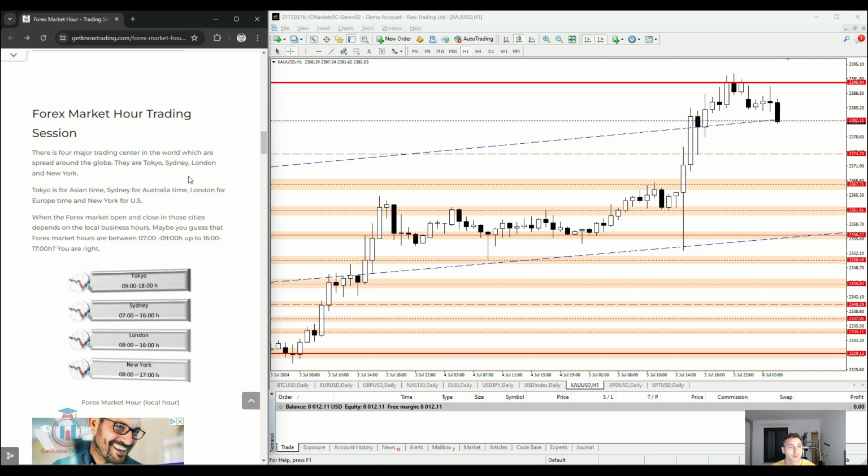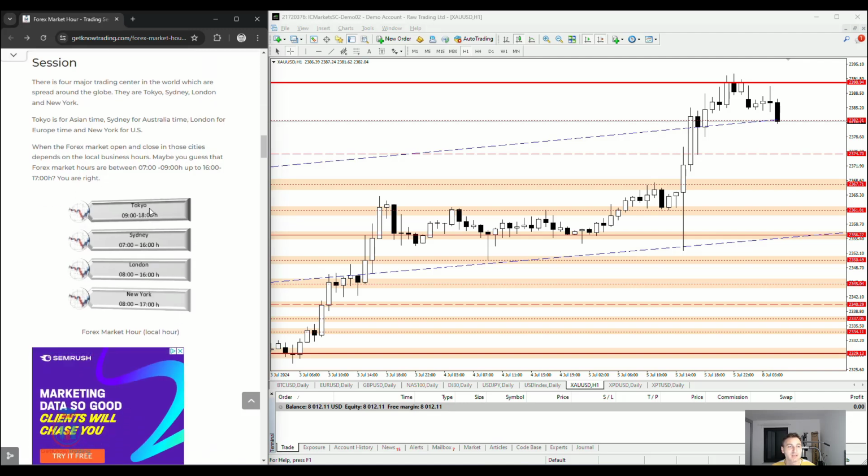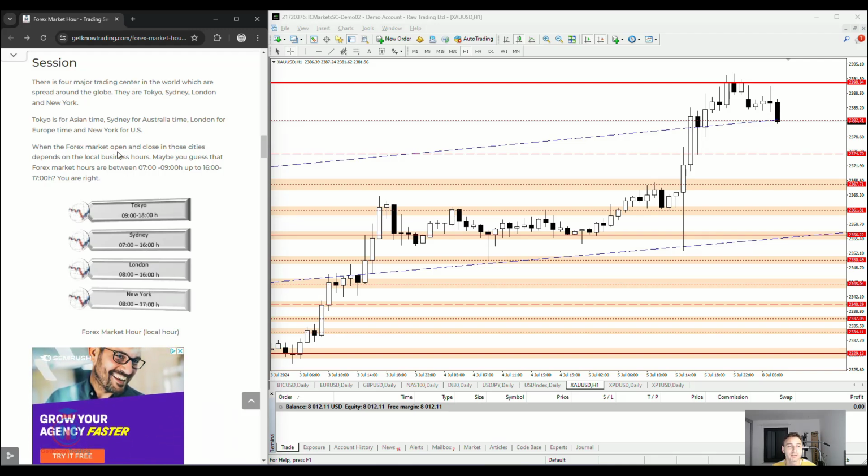So for the Forex market hour trading session, these are the ones I have talked about. You can see when the trading sessions start. Tokyo starts from 9 up to 6 p.m. Then you have Sydney from 7 to 4. Then you have London from 8 to 4. And then you have New York from 8 to 5. So these are the trading sessions on the market.